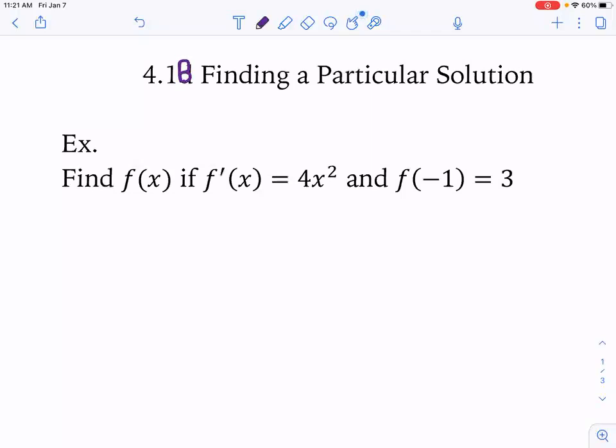We have been finding general solutions to our antiderivatives because in general, it is 1/2 x squared plus C, because there could be an infinite number of possibilities. Okay. So write this down.